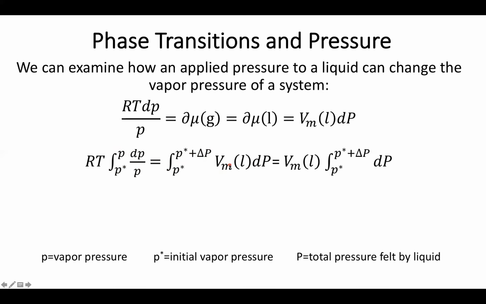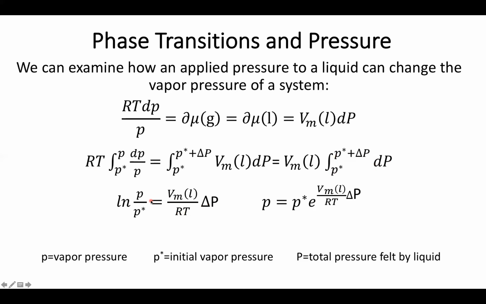And again, since this is a liquid, we assume that the volume is relatively indifferent to the amount of pressure being applied. So by pulling that out, we end up simplifying the integral on the right side. So the left side integral is going to simplify to the natural log of my vapor pressure over my initial vapor pressure. I'm going to move the RT over to the other side. So I'm going to have the ratio of the molar volume over RT times the difference in pressure, as the vapor pressure will end up canceling out in the integral.